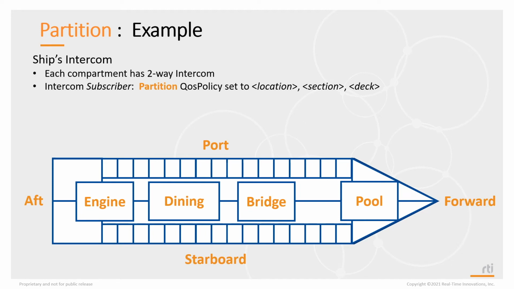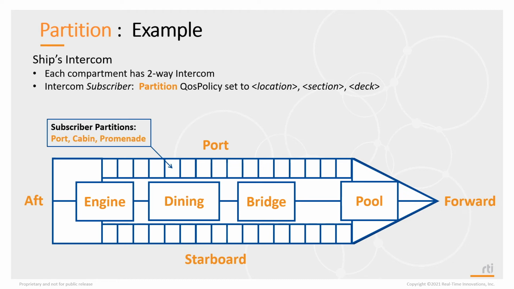But we'll use partition, okay? And we'll set its location, its section, and its deck. So the location could be port, starboard, aft, forward. The section could be cabins, engine, dining, bridge, pool, and the deck could be deck 1, deck 2, deck 3, deck 4, deck 5.